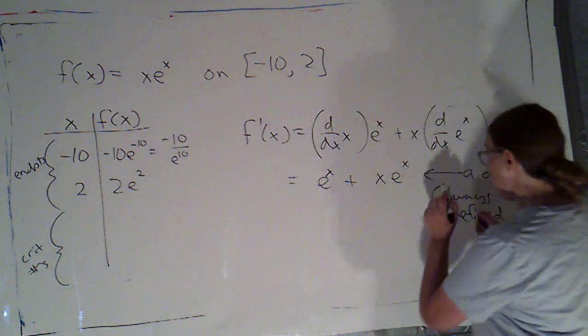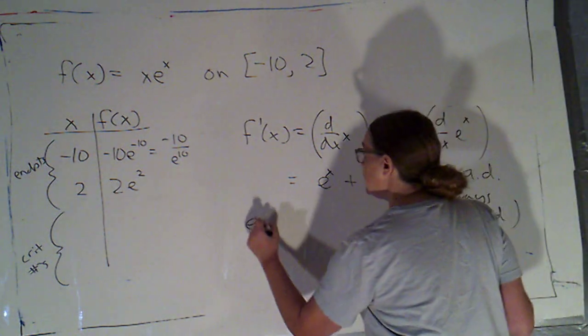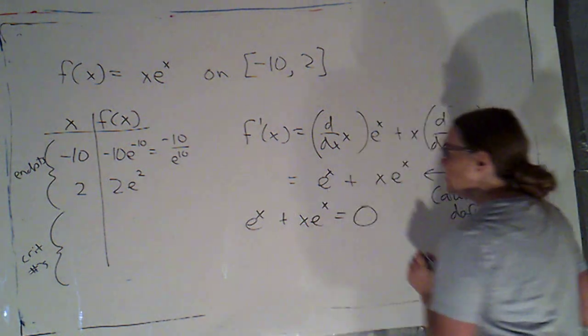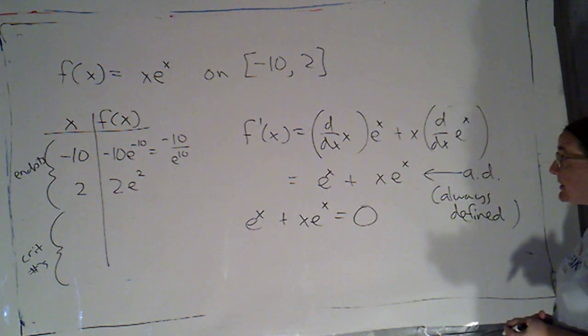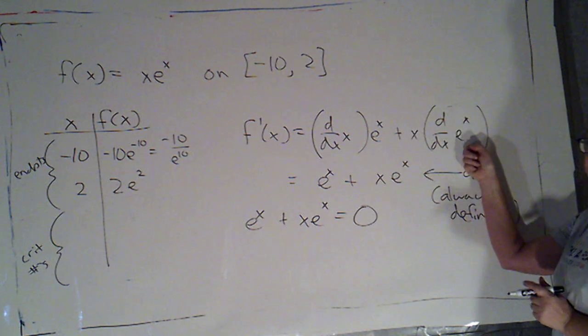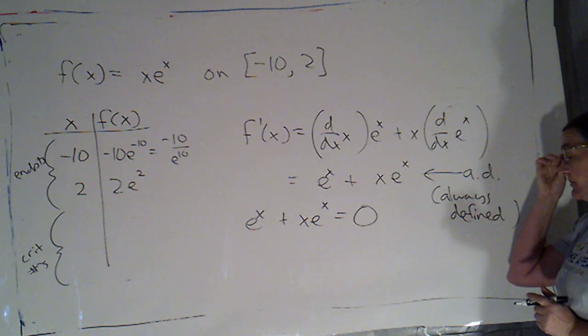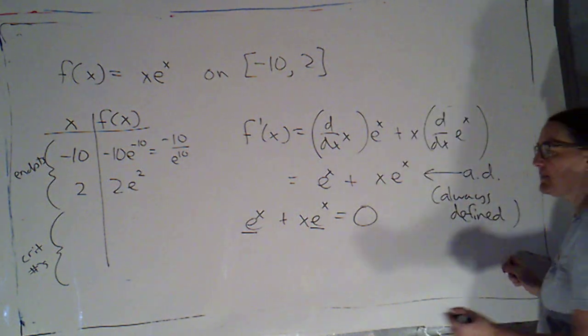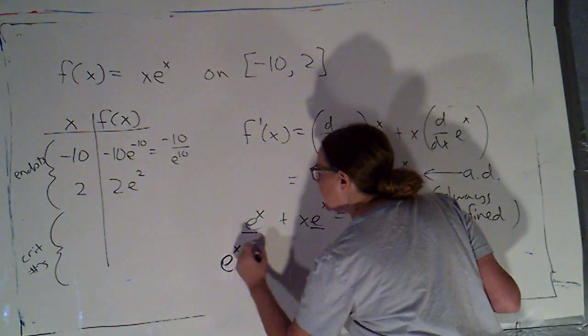And then, so I don't get any critical numbers from it being undefined, but I want to see when this thing is equal to 0. Well, what's lovely about using product rule when there's an e to the x or any exponential function involved is that the exponential function shows up in both terms so that I can factor it out.